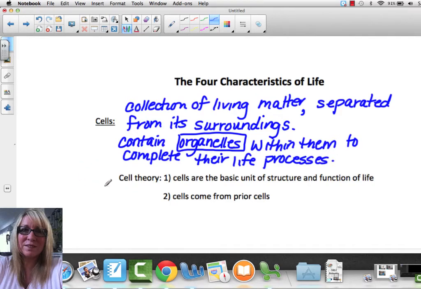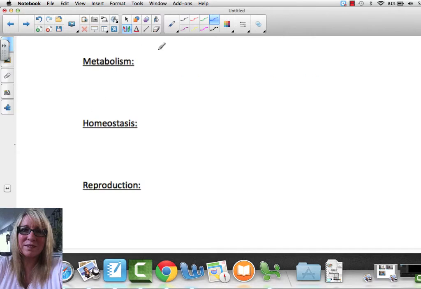And there are 2 operational ideas about cell theory. One is cells are the basic unit of structure and function of life, which is true. And cells come from prior cells. And that is also true. So let's talk about what these life processes are now. So the first one is metabolism. And this is the speed at which an organism completes all of its life processes.